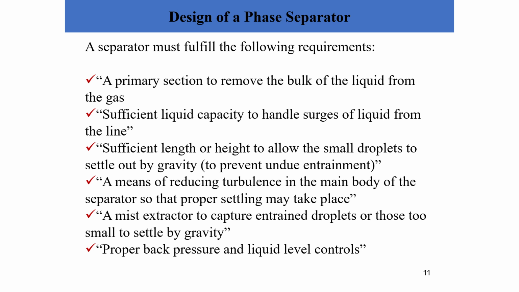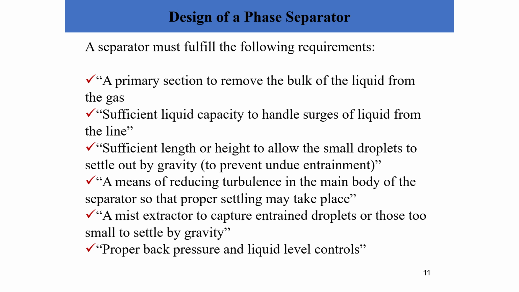And the third one, it must have sufficient length or height. Why is that? In order to allow more height or more length for the liquid droplets to settle by gravity. And fourth, it should have what we call the vortex breaker, or some means to reduce the turbulence. Why is that? Because at the end of the day, the major separation mechanism in the gravity section is gravity, which means that we have to wait for this material to settle and separate by gravity, so we should avoid having turbulence in that section.